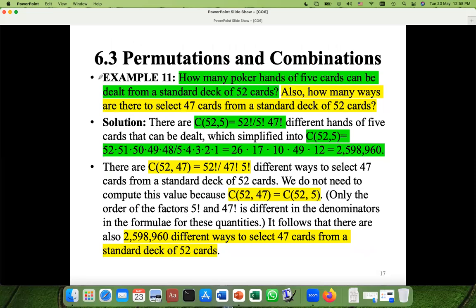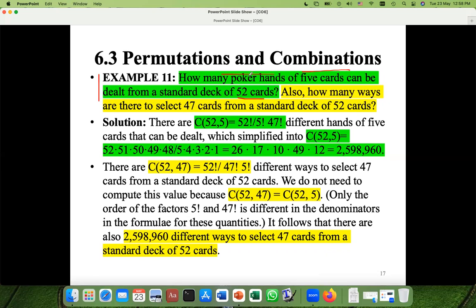For example, example 11. How many poker hands of 5 cards can be dealt from a standard deck of 52 cards? So you have 52 cards, and then what? You have to select 5 cards, you have to give to one person. 5 cards, give to another person. 5 cards, give to another person. So how many hands are possible?